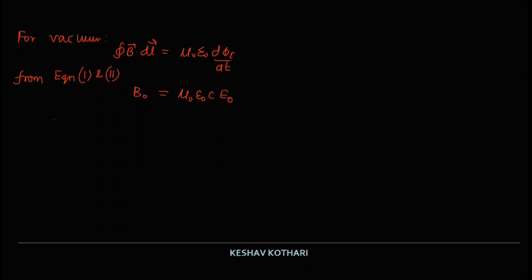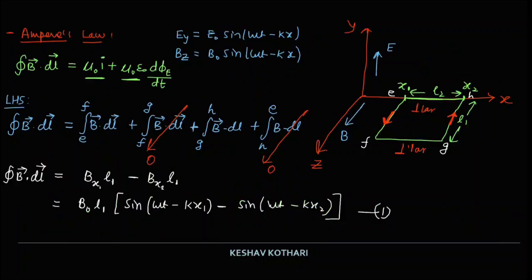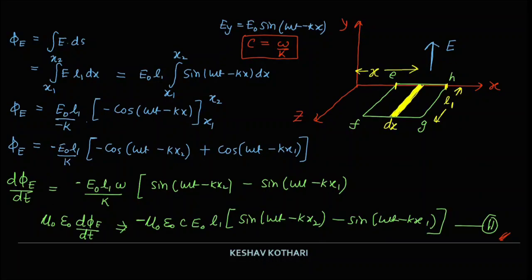So if you look at the two equations which I am again showing you over here, the value that we are calculating is equal to this particular expression, that is expression 2, and this one is expression 1. If we equate both of these terms, the term inside the bracket is going to cancel out with a negative sign. L1 will be cancelled from both the expressions, and then B naught will be equal to mu naught epsilon naught C E naught. So we attain this expression.